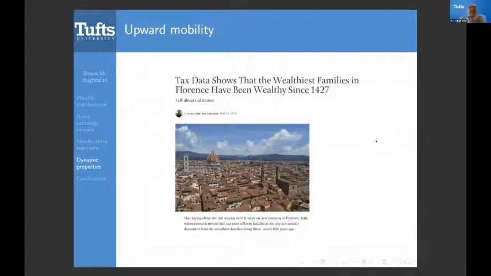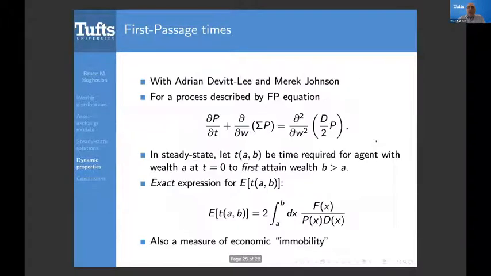A second dynamical result we can get is upward mobility. You may have seen the study a few years ago that showed that the 900 wealthiest families in Florence, by looking at tax records, you can see that the same surnames are among the wealthiest families today, or at least there's a very positive correlation between the surnames and the wealth.